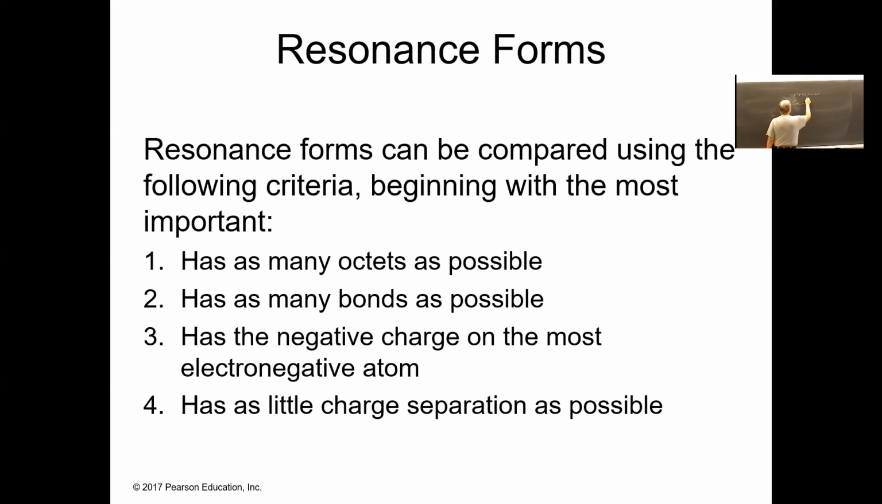Nitrogen is in group 5. We subtract the 4 non-bonding electrons, and then we subtract the 2 bonds. So 5 minus 6 is minus 1. So nitrogen carries a minus 1 charge.